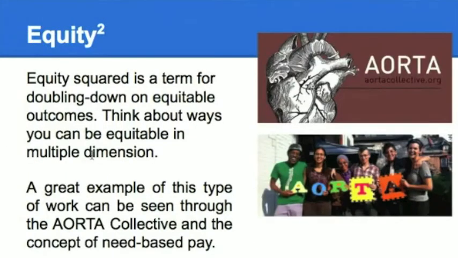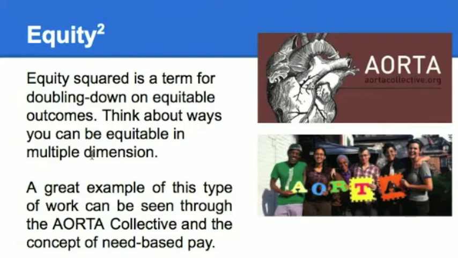A term that we like to use at CoFED is equity squared, which is thinking about the different dimensions of equity and how you can double down on equitable outcomes. For example, there's racial equity, there's social equity, and then there's also economic equity. One example that I wanted to lift up is the Aorta Collective. They're a great example of seeing through equitable outcomes and really working towards that.